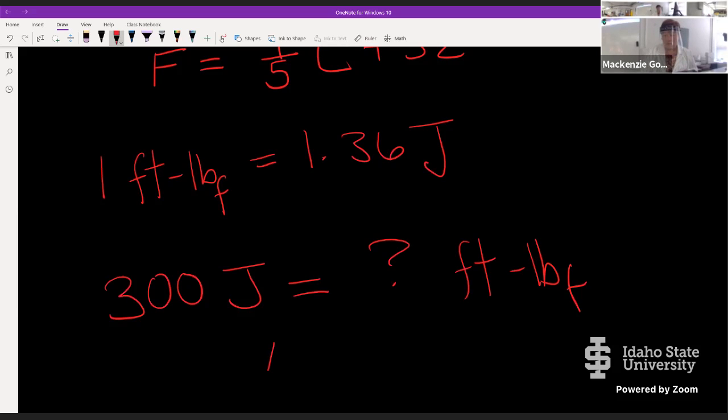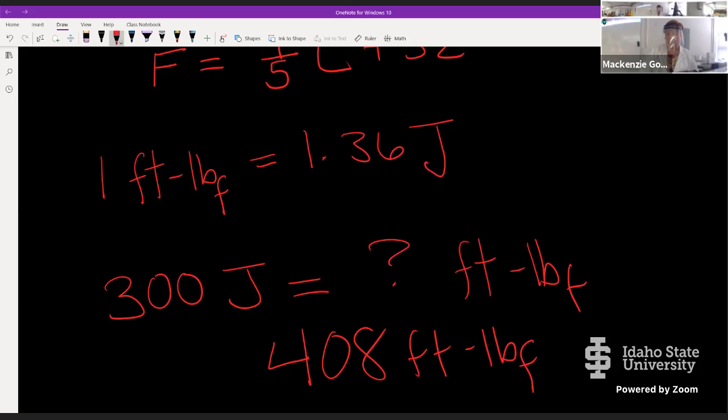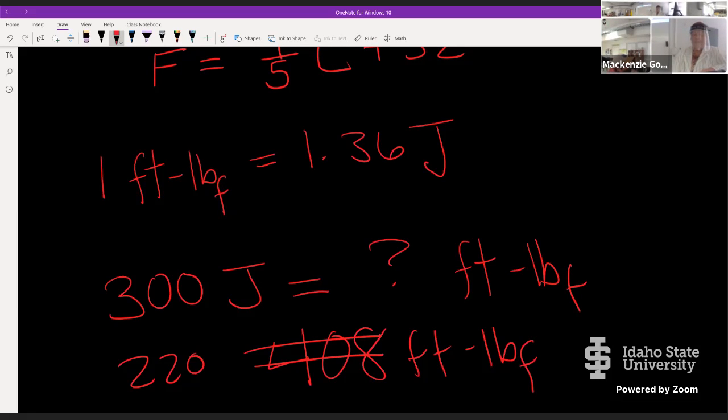$408. Everyone else get that too? No, I'm lost on how I need to do that. Would you divide? Yeah, 300 divided by 1.36, it should be divided. So 220. Yep, that would be correct.